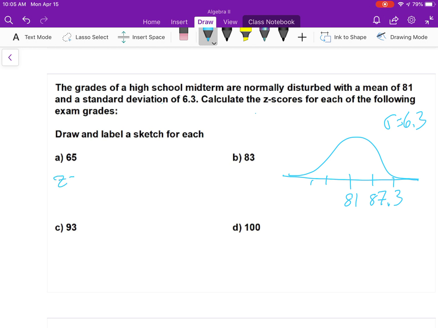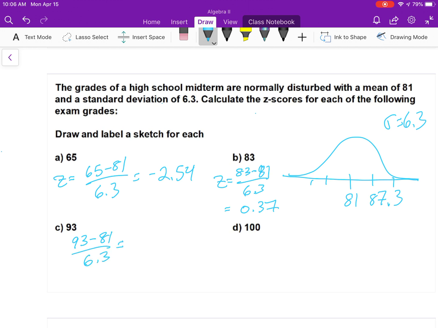So here, as I'm doing this, 65, that's below the average of 81. So I should get a negative Z-score, and I got negative 2.54. 83 is above the mean. So 83 take away 81 divided by 6.3. That should be a positive Z-score, 0.37. Okay, 93, it's above the mean, so that should be a positive Z-score as well. And I'm pumping these out pretty fast, but the idea is just take the original score, 100, take away the average, divide by the standard deviation, and that will get you your corresponding Z-scores.